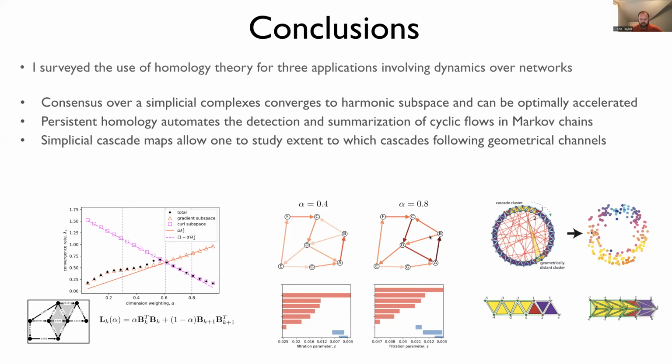We use persistent homology to automate and summarize the detection of cyclic flows in Markov chains, which we could summarize in these persistence diagrams. And then I introduced simplicial cascade maps that use a simplicial cascade, so a threshold model cascade spreading over a simplicial complex. And we could use persistent homology studying this latent embedding. So we embed the simplicial complex as a point cloud, study the homology of that point cloud to understand the extent to which cascades spread along the geometrical channels.